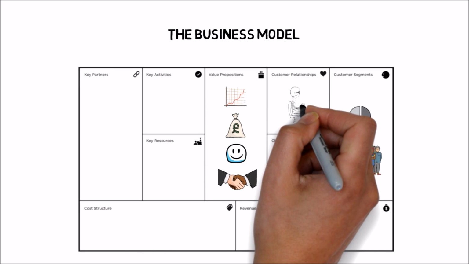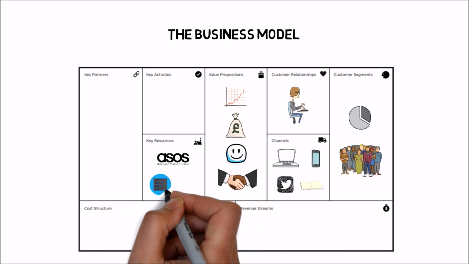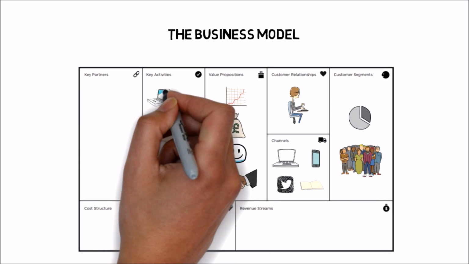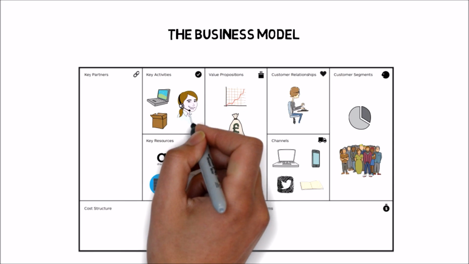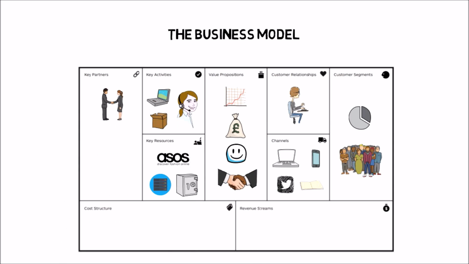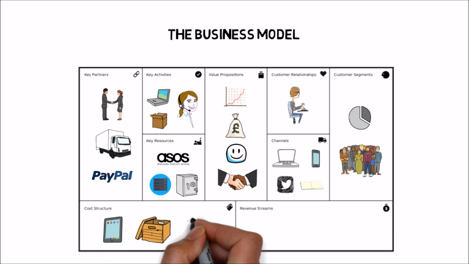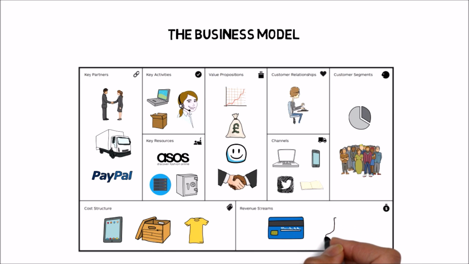ASOS's customer relationships are a self-service relationship, and the key resources include their brand, IT infrastructure, and their cash reserves. Their key activities include platform development, production and delivery, and problem solving. Their key partners include their suppliers, the delivery firms they use, and the payment providers they use, such as PayPal. Their costs include platform management and development, their storage and distribution costs, and purchases. And finally, ASOS's revenue streams consist of transactional revenue through asset sales.